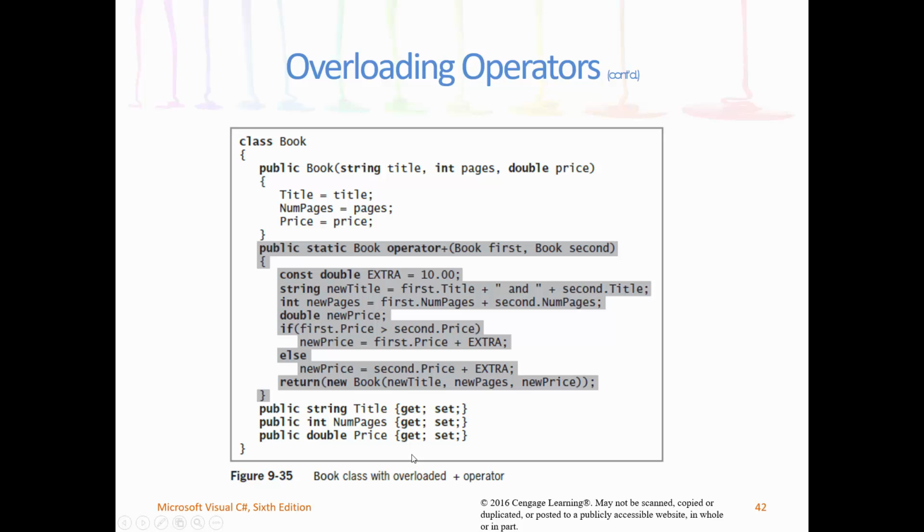What we've done right here is we're actually creating new objects. We've got one book object called first and one called second. We want to be able to add those two objects together.